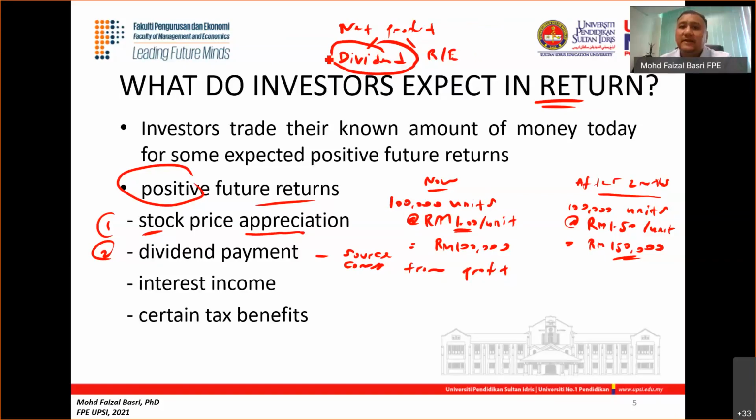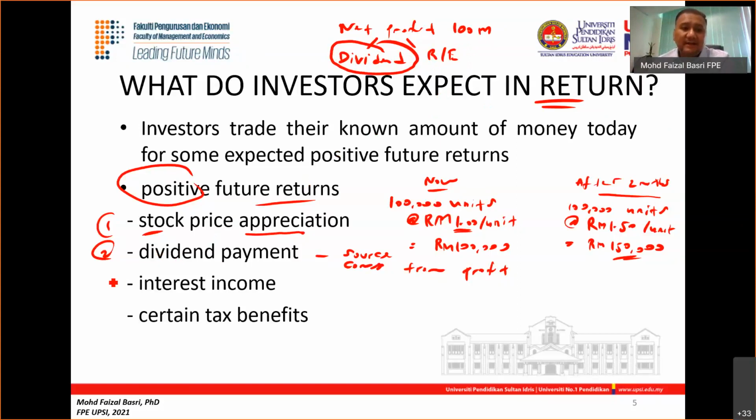Okay, from the net profit, let's say the net profit is 100 million ringgit. So there's a portion of this 100 million that will be paid as dividend. Obviously not all 100 million. A portion of this, 10%, 20%, I don't know, depending on the company's policy, will be paid out as dividend. And this is what we want, dividend. That's number two, the expectation of returns.